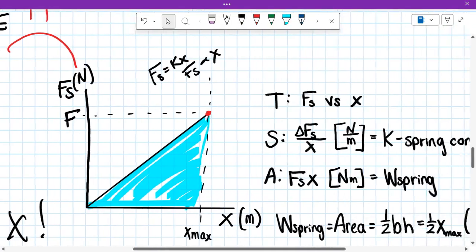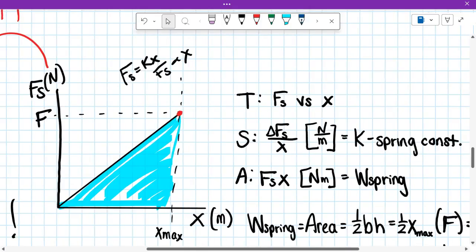As with any graph, we're going to TSA the graph. So the title here is spring force versus x. My slope would be change in spring force over x. My area would be spring force times x. Now those equations might not ring bells, but hopefully the units do. So the slope would be in newtons divided by meters, and we just learned that that is the unit for spring constant. So the slope here should actually represent k, the spring constant.